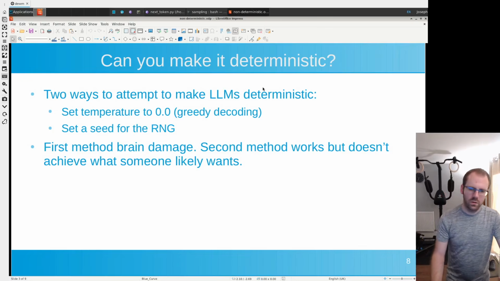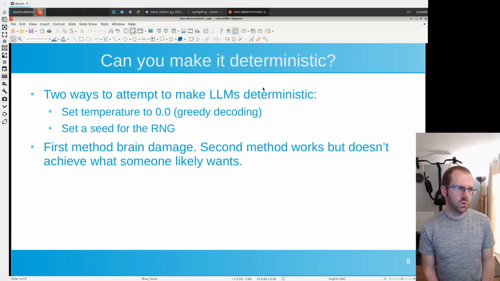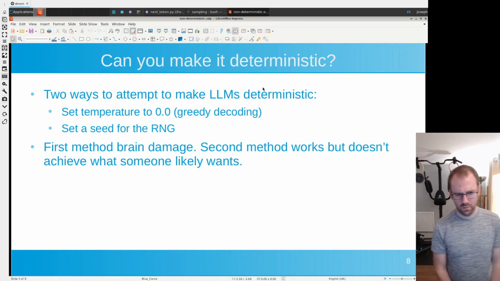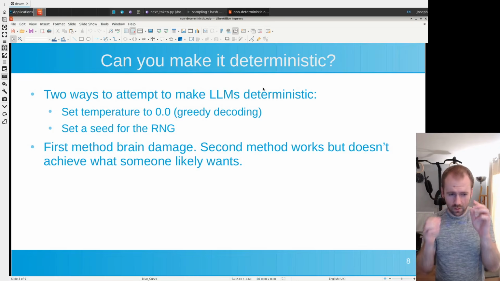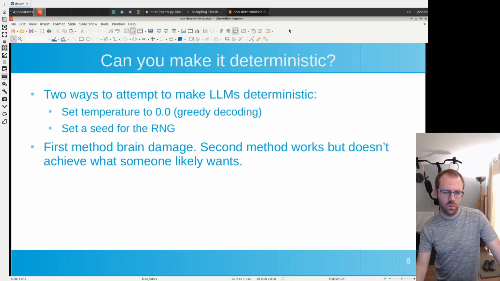Right, so can you make it deterministic? Some people seem to think that it's a flaw that LLMs are not deterministic and seem to want to make it deterministic. The most common thing people do is set the temperature to 0. The other thing you can do is seed the random number generator that's used for the sampler, which basically means random number generators are only random if you start them off from a random starting point. They're actually deterministic. I suppose it's a pseudo-random number generator is what I should really say.